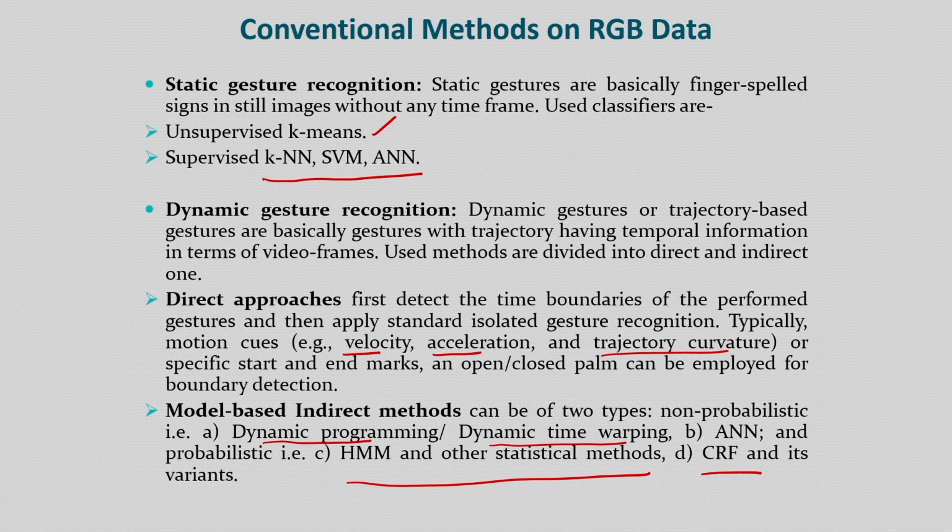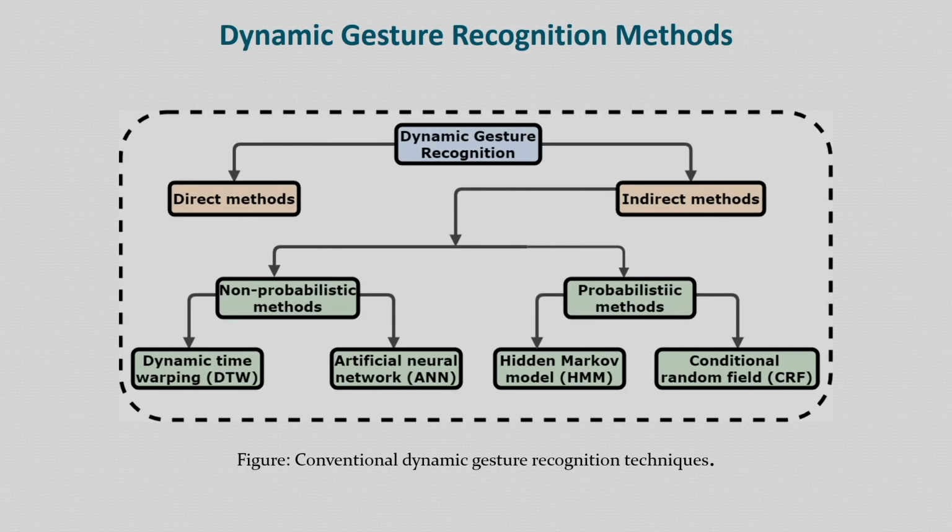So in this class I will explain briefly the concept of dynamic time warping and the concept of the hidden Markov model. Now I will discuss the conventional dynamic gesture recognition techniques. Here in the figure you can see I have shown the dynamic gesture recognition techniques. We may have direct methods or indirect methods. In case of the direct methods, we have to extract gesture features, and based on these features we can do the classification, we can do the recognition.